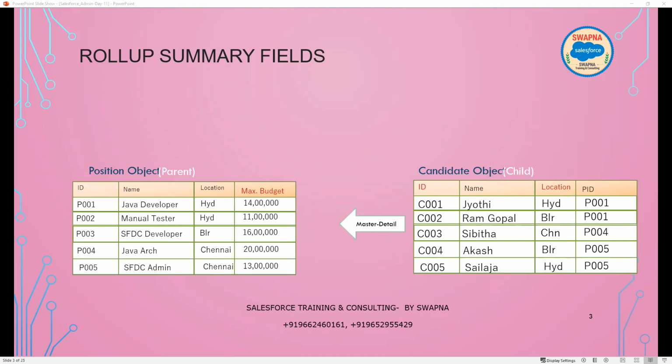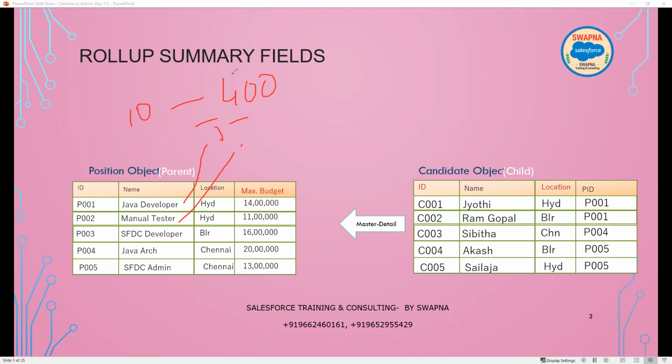Now assume that there are 10 positions open. Now here we have only 5 positions. Assume that there are 10 positions open. For these 10 positions, we have received 400 candidate resumes. Now, out of these 400, the company or a manager wants to know how many resumes are for Java developer, how many resumes are for the manual tester, how many resumes are for the SFTC developer. They want the count out of these 400. 400 is the total count of the resumes that the company has received.